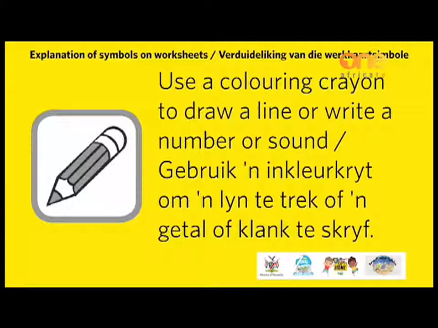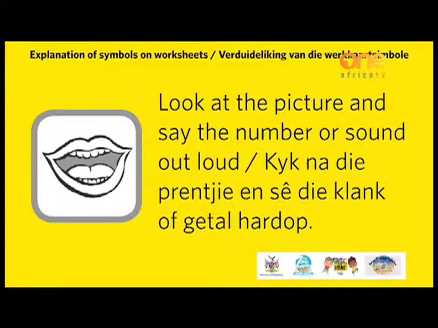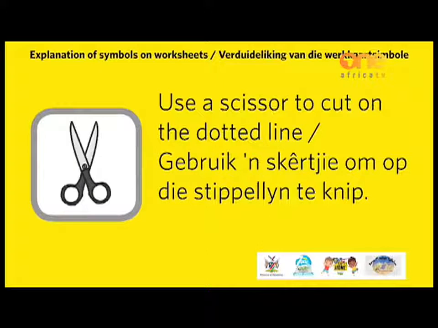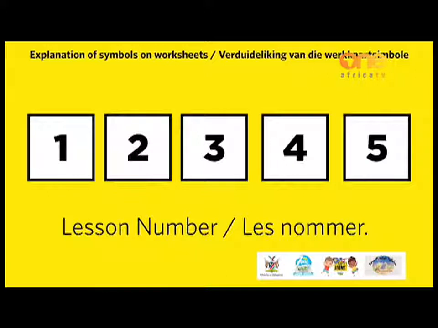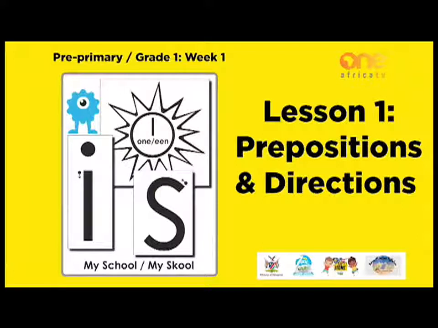Use a coloring crayon to draw a line or write a number or sound. Look at the picture and say the number or sound out loud. Use scissors to cut on the dotted line. Look at the picture. Use these symbols for the lesson of the day, which will be located at the top right side of each page. For example, Lesson 1, Prepositions and Directions.